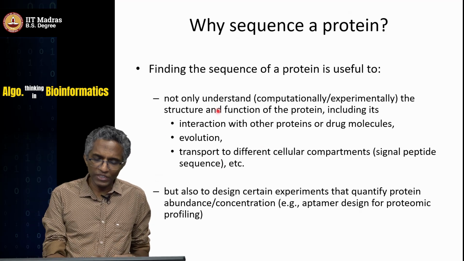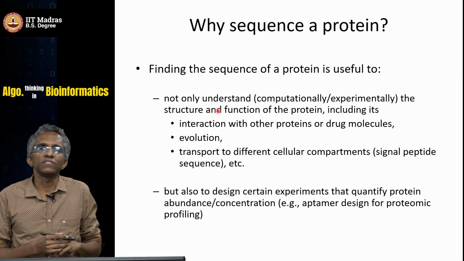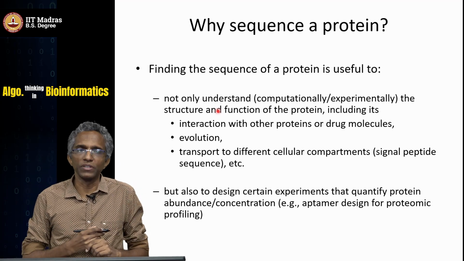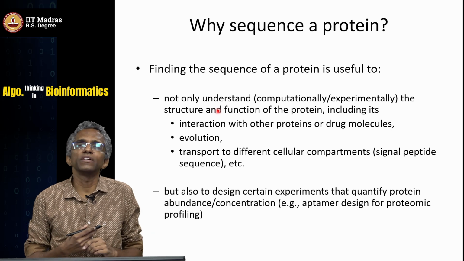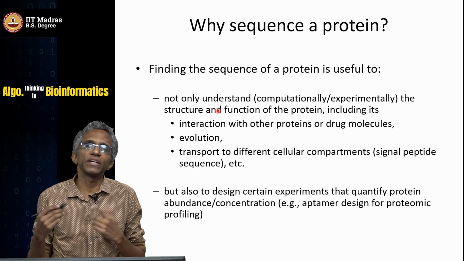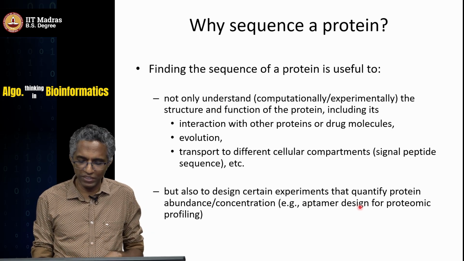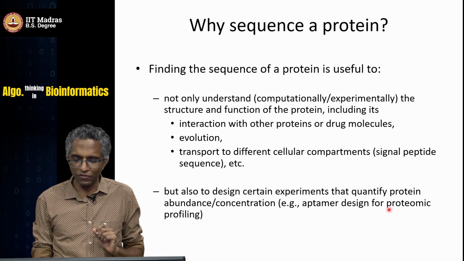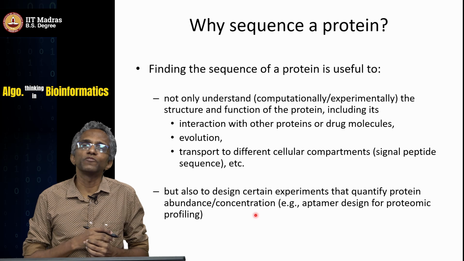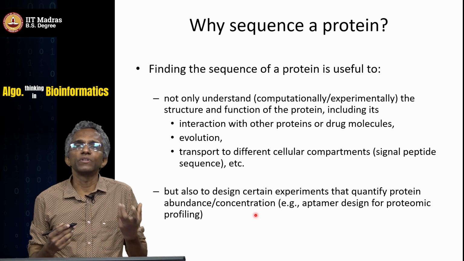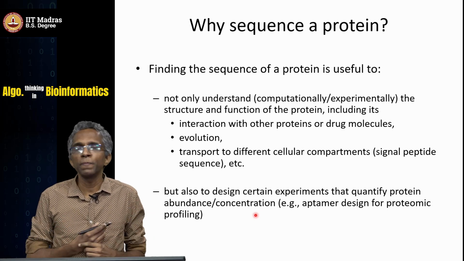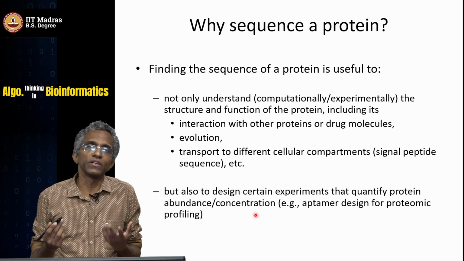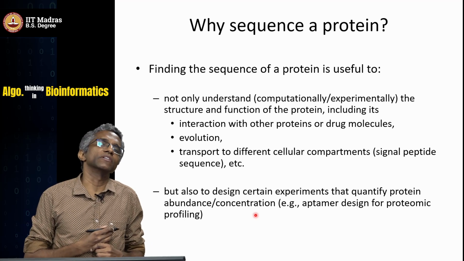Now, this is not only to understand the sequence, structure, function relationships, it is also used to design experiments that will quantitate these proteins. There are certain experiments where if you know the sequence of a protein, you can then better design that experiment. Aptamer based design is a modern technology, or a more recent technique, for understanding the concentrations of proteins, or the abundance levels of proteins in a particular sample. In a cancer sample, for instance, compared to a normal sample, this can be used to figure out biomarkers for cancer, protein biomarkers for cancer.